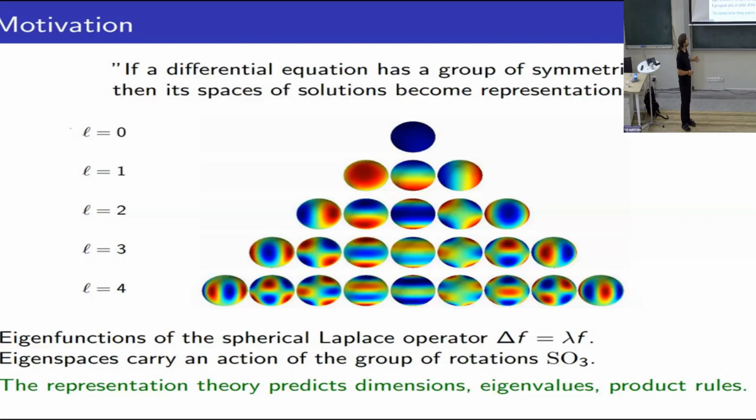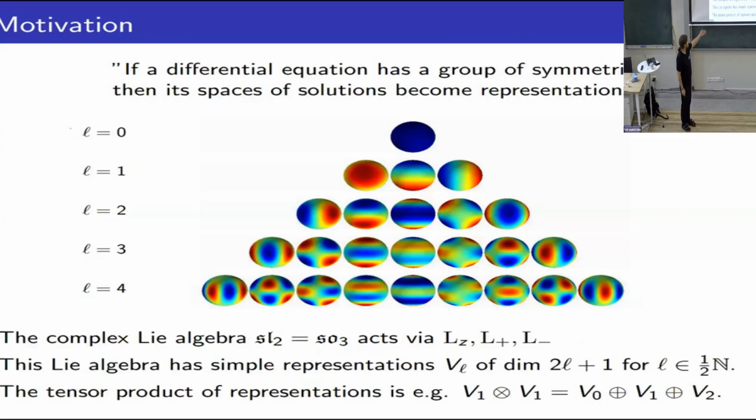To be a little more precise, there is a Lie algebra hidden here behind the group of rotations. The complex Lie algebra SO3 or SL2 acts here via momentum operators. L_Z is acting diagonally, so it acts by some scalar, here by 0, here by -1, here by -2. So these are the columns. And L plus and L minus are acting by raising and lowering operators. So this is how this is a representation of the Lie algebra SL2. And this is maybe the smallest example of a representation of a Lie algebra with a concrete analytic background.